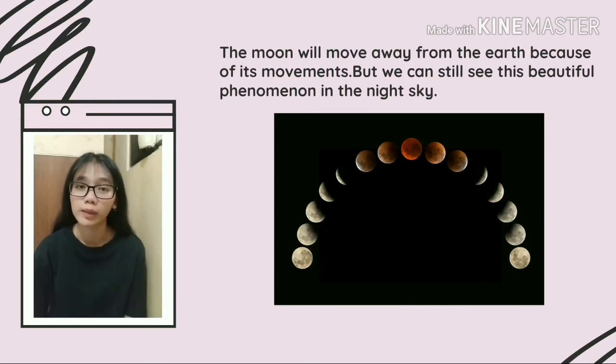As the moon moves farther away from the Earth, one day it will be too far for the moon to reach the shadows of the Earth, umbra or penumbra. So, before that happens, maybe a billion years later, we can still see this beautiful phenomenon in the night sky.